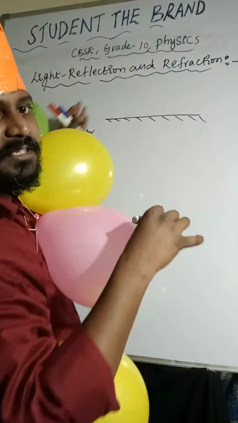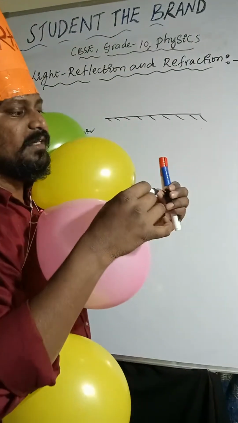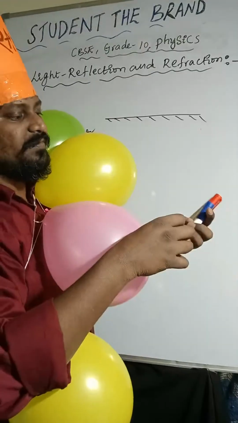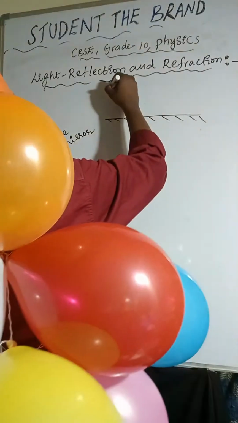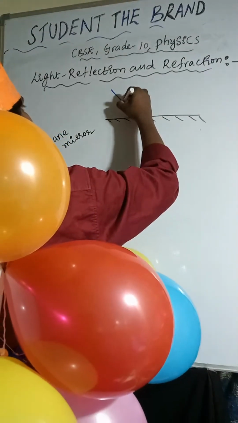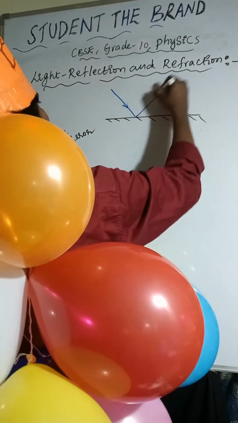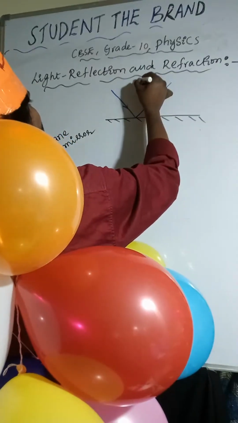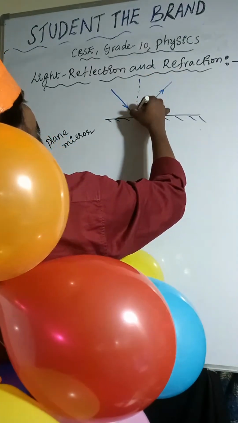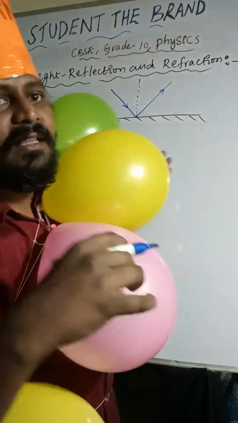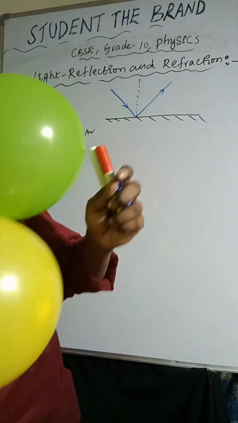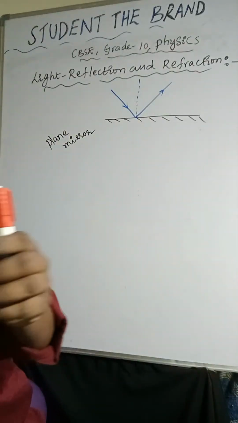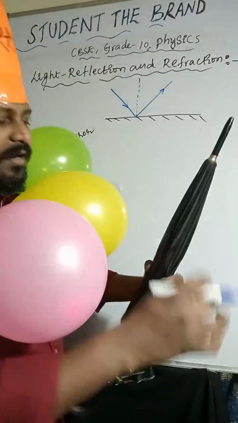The light which is incident on the surface is called the incident ray. The light ray which is reflecting back is called the reflected ray. This is the incident ray, and this one is the reflected ray, and the line which is perpendicular to the plane surface is called the normal line. So: incident ray, reflected ray, normal line.